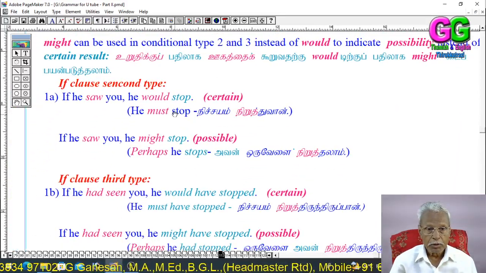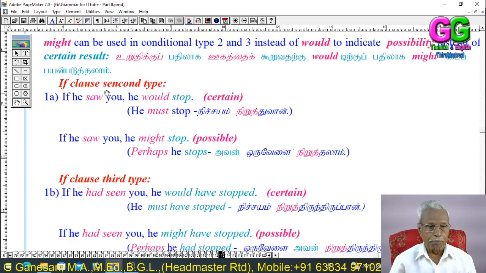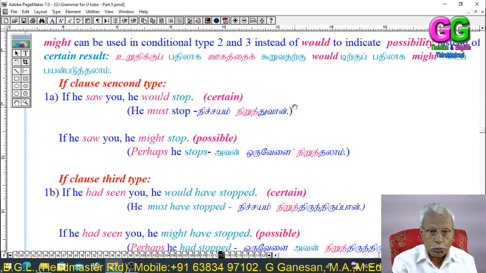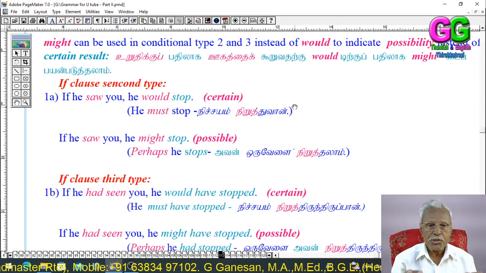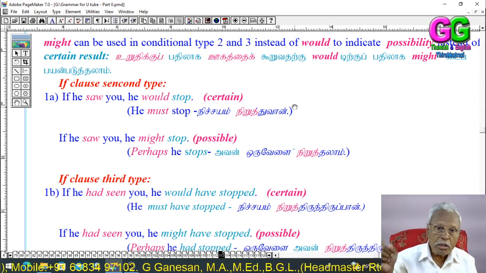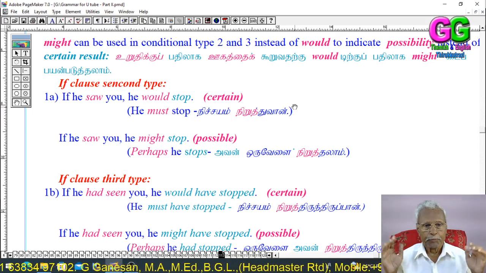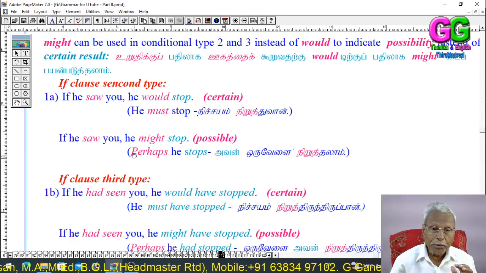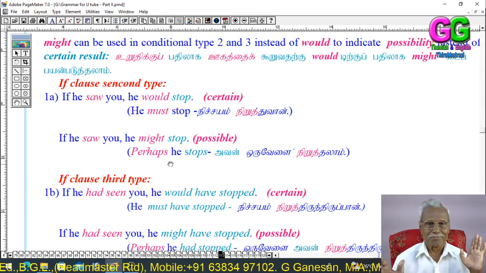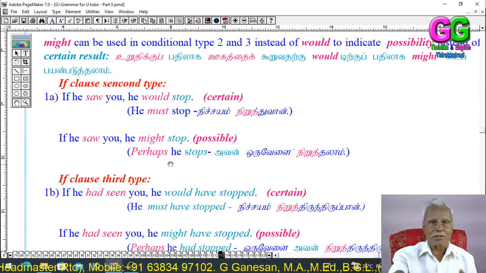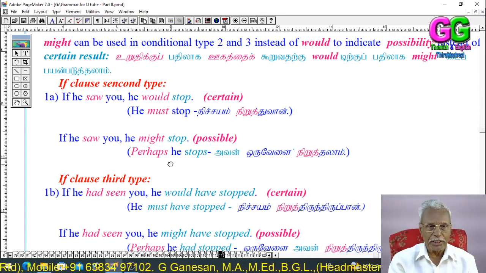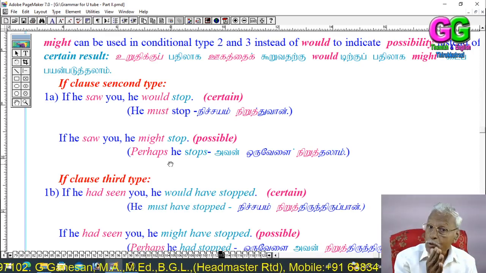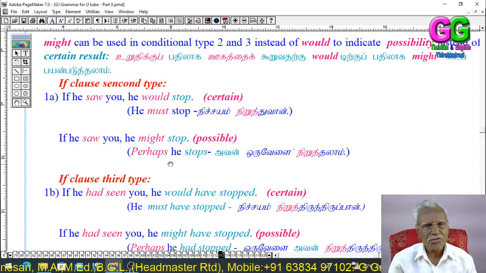That is, if plus second type. If he saw you, he would stop. It's certain. He must stop if he saw you. Then here, if he saw you, he might stop. Perhaps he stops. When we use would, it means must, should, or definitely. He definitely stops. He must stop. But when you use might, it gives the meaning: perhaps he stops.